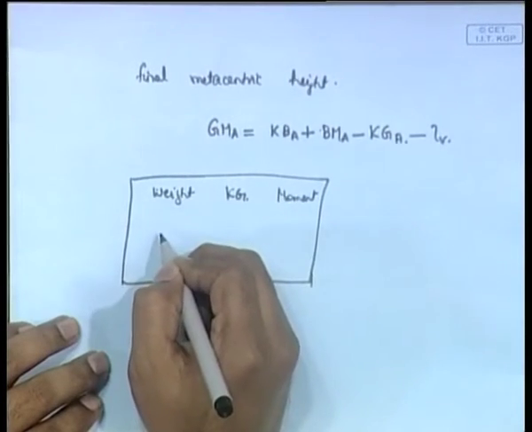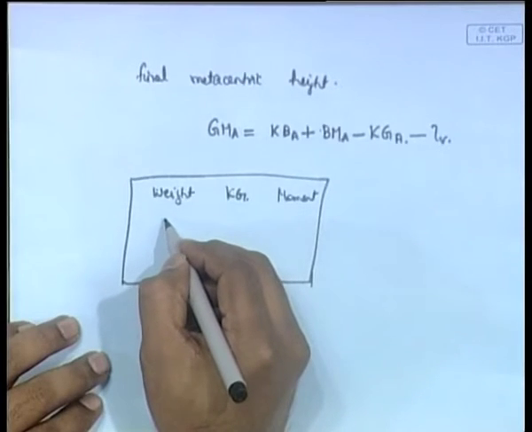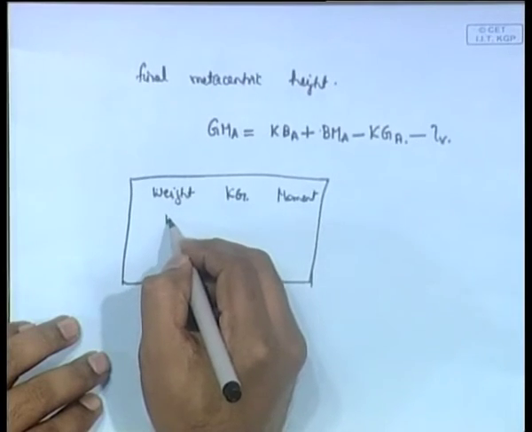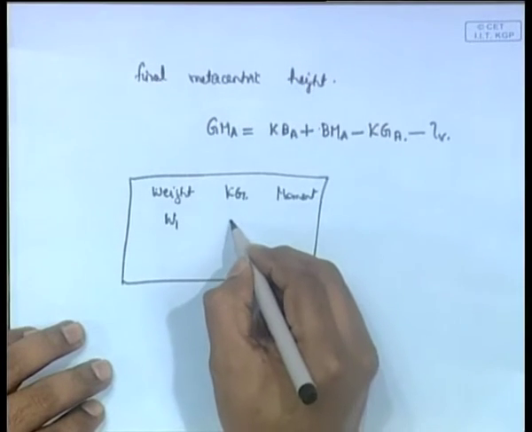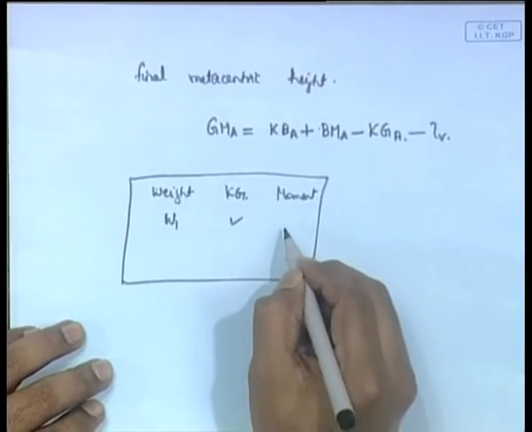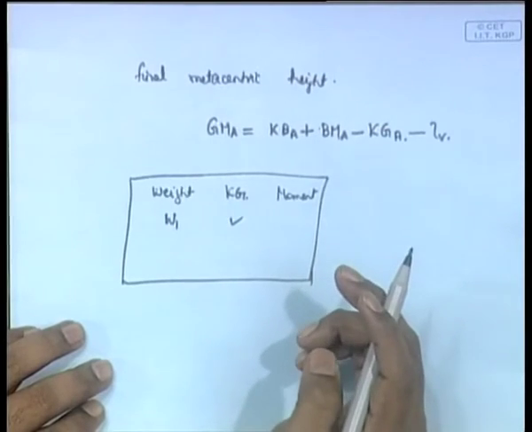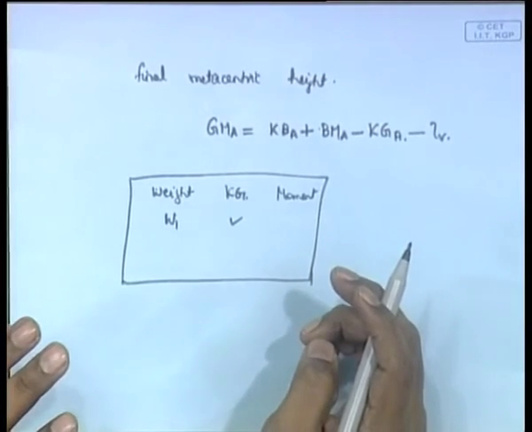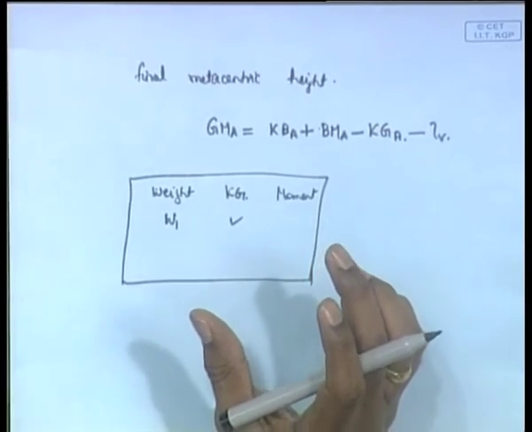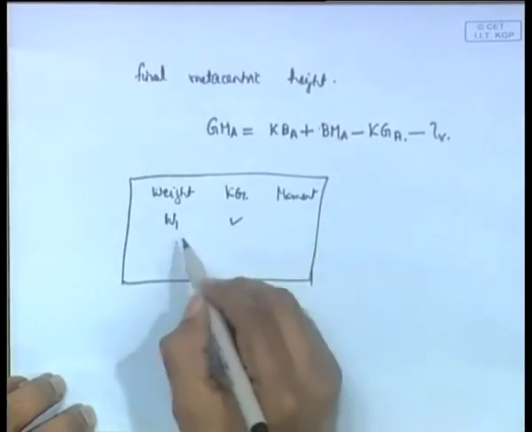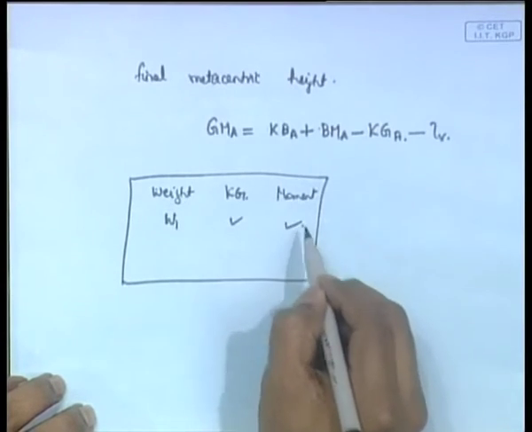So, first you have the initial ship, you have the weight of the ship, whatever it is, let us call it W1, and you know the initial Kg of the ship. You will be knowing it. In this case, it is very simple. It is a box shaped vessel. So, you find the total depth and half of it. Not the draft, half of the depth will give you the Kg of the vessel. So, that is the initial thing, and W1 into this distance will give you the moment.